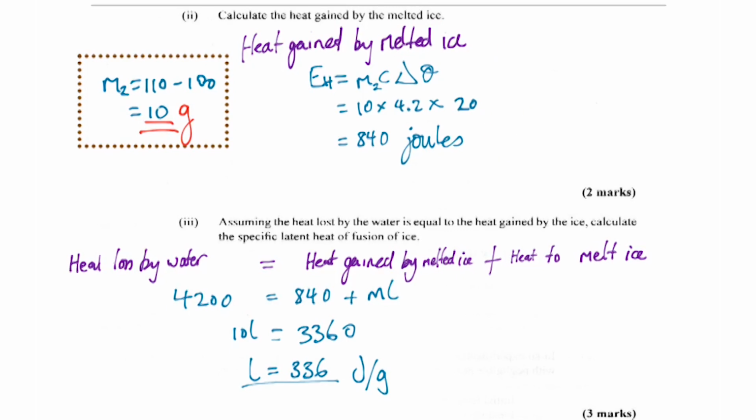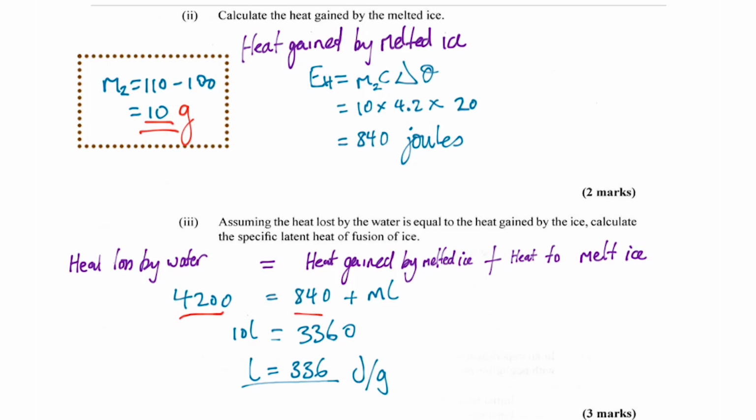So now you want to find the specific latent heat of fusion of ice. This is a kind of common question, just a little weird. Heat loss by water, heat gain by melted ice, heat to melt the ice, right? Heat to melt the ice. Write properly, yeah? Don't be like me. Be like me and get plenty things correct, but don't be like me and write crazy.